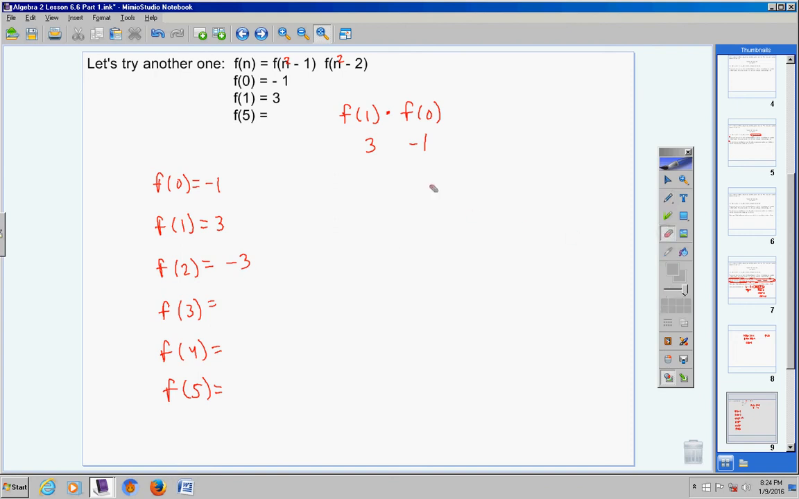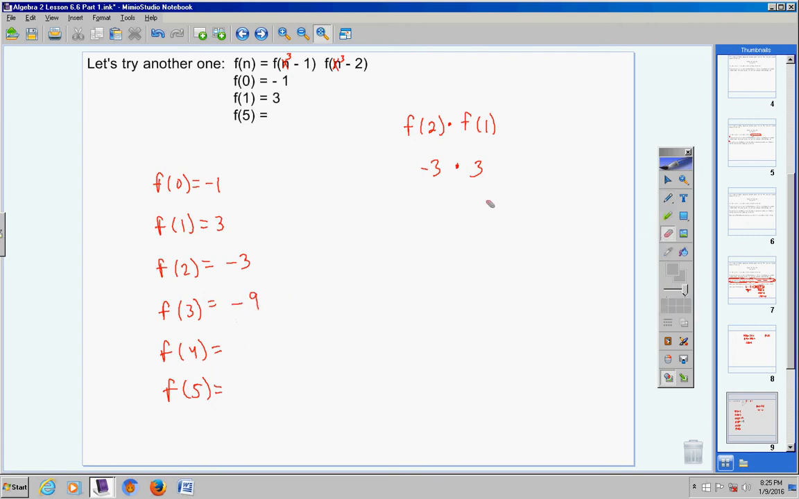Let's move on now to f of 3. So here's the n, I'm going to put a 3. Here's the n, I'm going to put a 3. 3 minus 1 is 2, so I have f of 2 times, and then 3 minus 2 is 1, so f of 1. What is f of 2? Negative 3. What is f of 1? 3. Multiply them together. Negative 9.